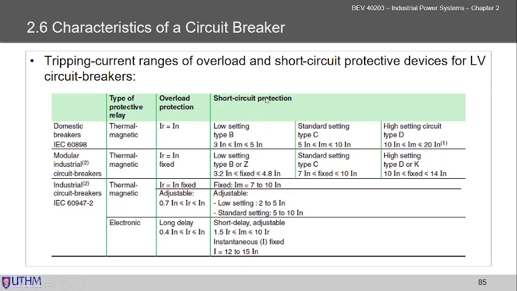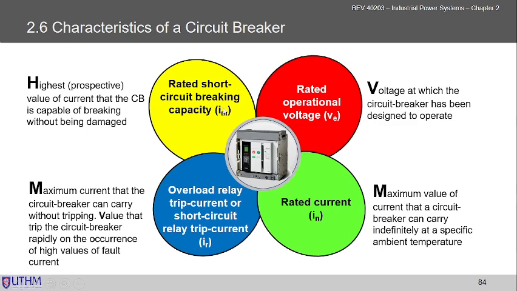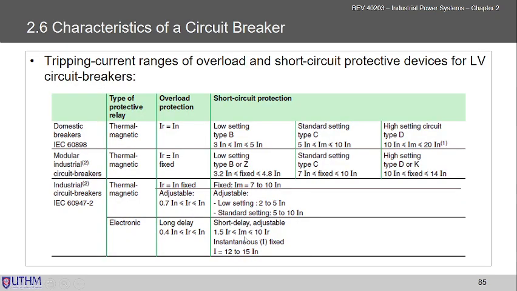So same for the short circuit protection. This is for the overload protection, and this is for the short circuit protection. For the short circuit protection, we adjust our IR, multiplied by 1.5, and then IM, and the IM is here. This is the IM. IM should be less than 10 times the IR.